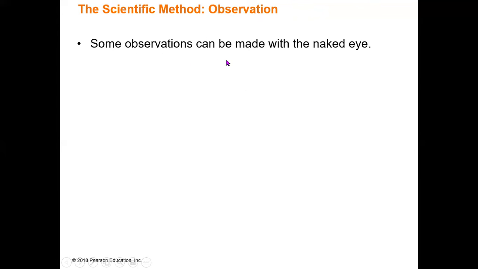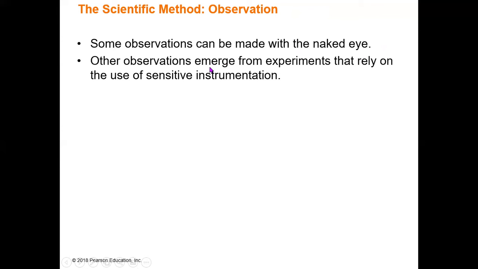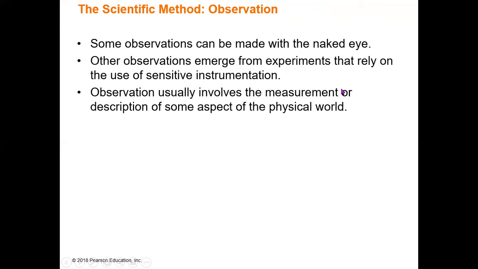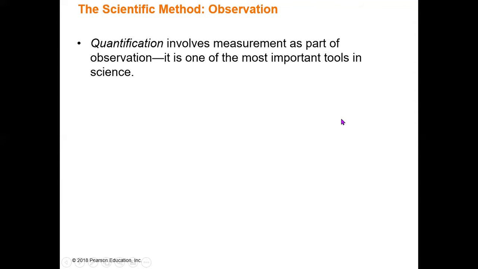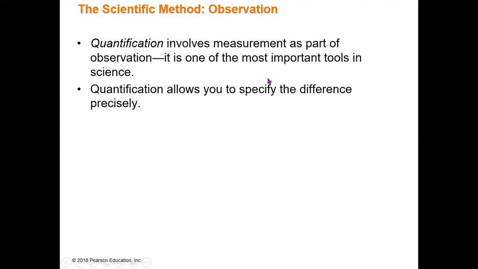Some observations can be made with the naked eye. Other observations emerge from experiments that rely on the use of sensitive instrumentation. Observation usually involves the measurement or description of some aspect of the physical world. Quantification involves measurement as part of the observation. It is one of the most important tools in science. Quantification allows you to specify the difference precisely.